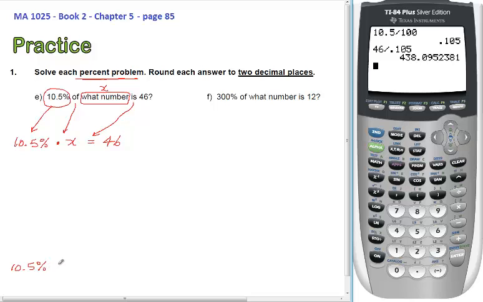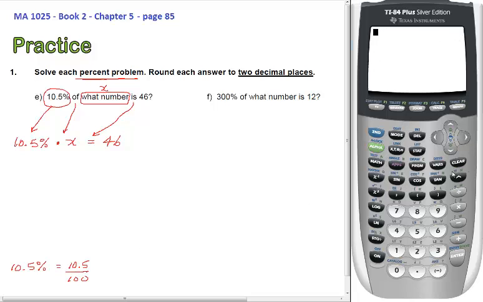Now we're going to change the percent to a decimal. I'll do that down here. Look, 10.5%. As you know, the word percent means out of 100. So it's the same as dividing by 100, which is the same as moving the decimal place back 2 places. So if I go to my calculator, I got 10.5 divided by 100, which means the same as moving the decimal place to the left 2 places. So it's 0.105. So now I've taken the percent and I've changed it to a decimal. So now my complete equation looks like this: 0.105 times x equals 46.